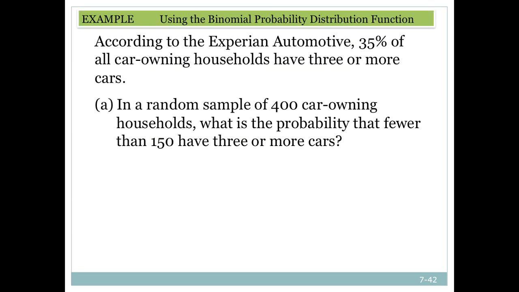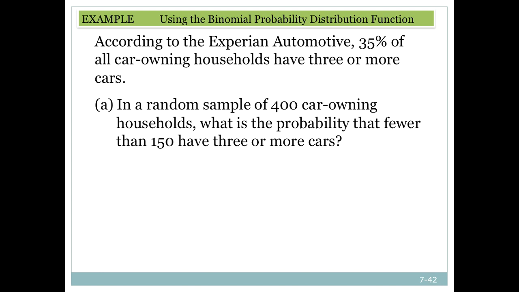So let's look at two examples here. According to Experian Automotive, 35% of all car-owning households have 3 or more cars. This is a study we've referred to several times now. In a random sample of 400 car-owning households, we want to know the probability that fewer than 150 have 3 or more cars. So this is going to be binomial.